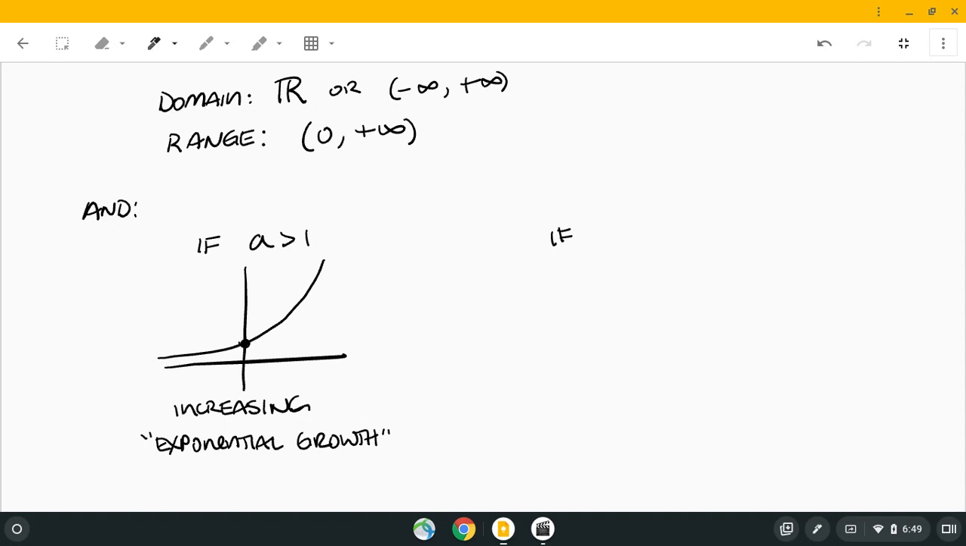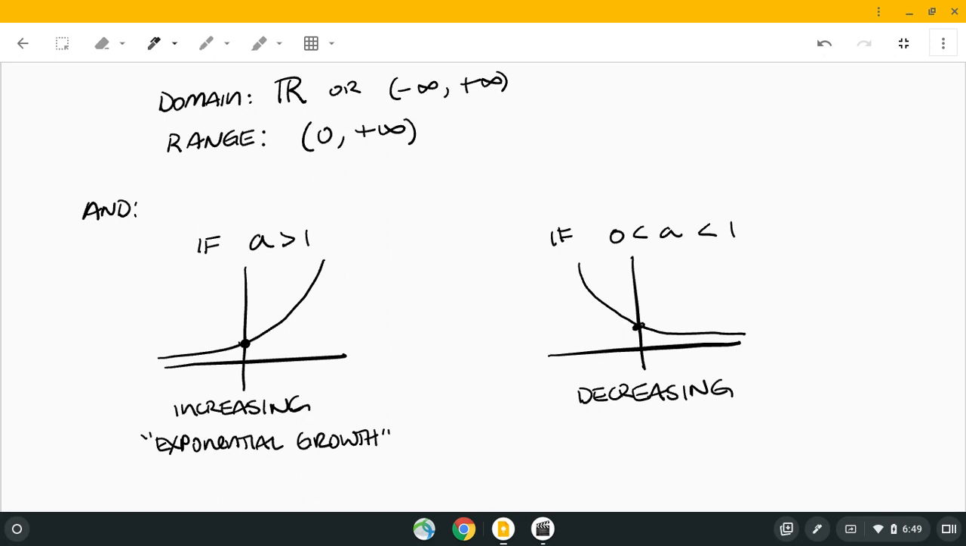If a is between 0 and 1, then we have exponential decay. Again, that's at 1. So our function is decreasing here, and we call this exponential decay.